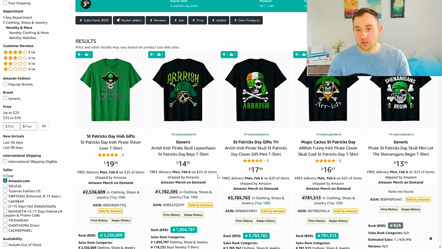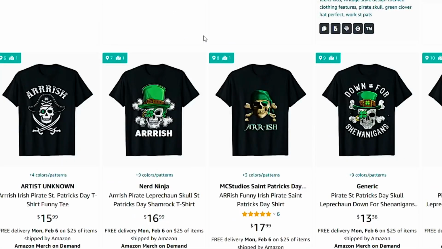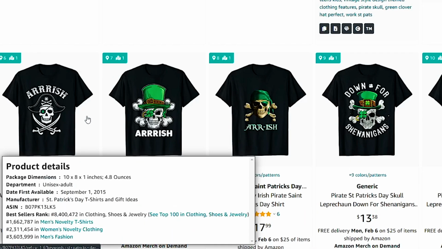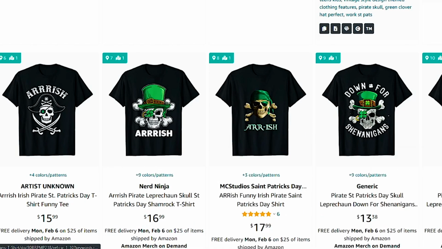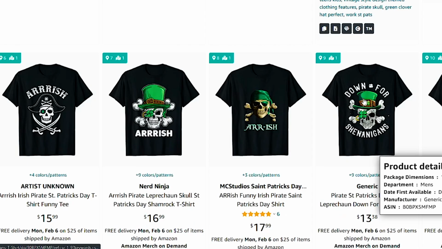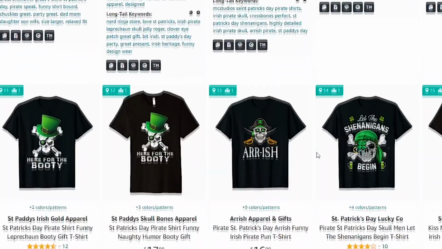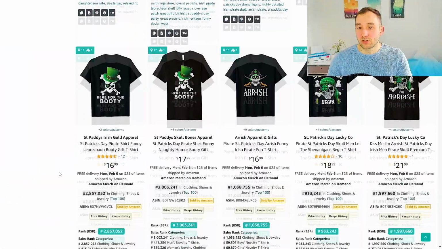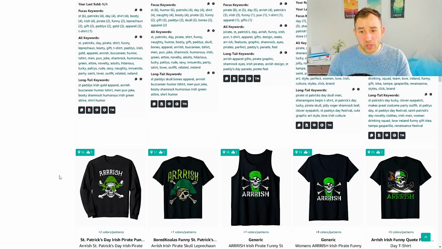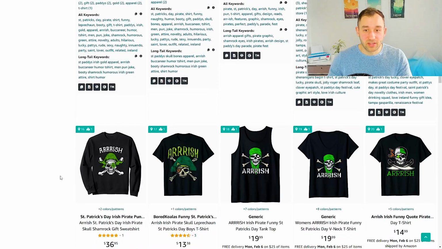So the thing with this niche that I noticed and why I want to recommend it is that almost all of these designs just say the exact same phrases. So we've got Irish, which is on like half of them, and then the other half just seems to be down for shenanigans or something along the lines of shenanigans. And I think that's important to note, because rather than copying that, try and find a new funny phrase or a new way to design for this that actually stands out in these search results.